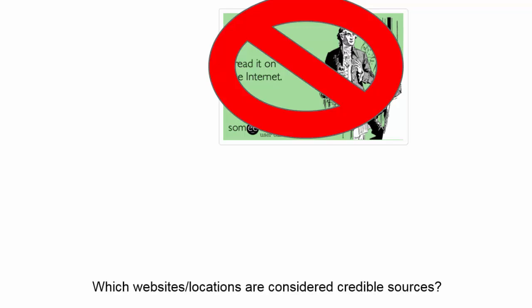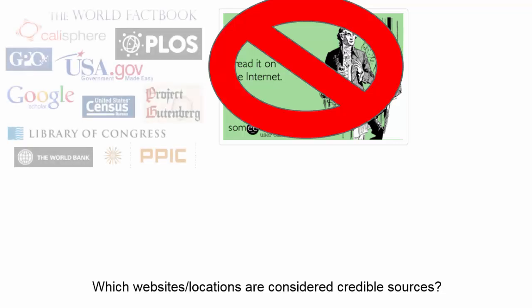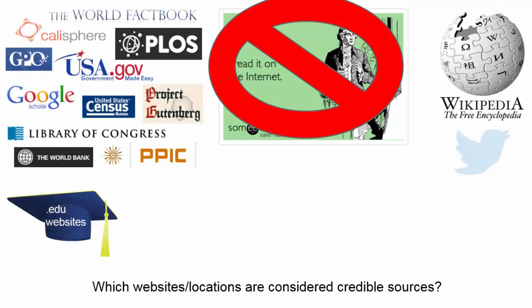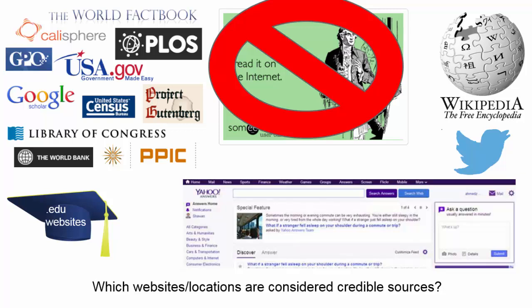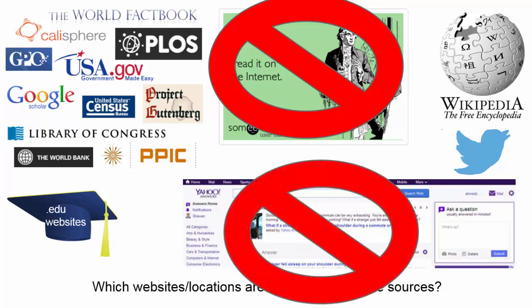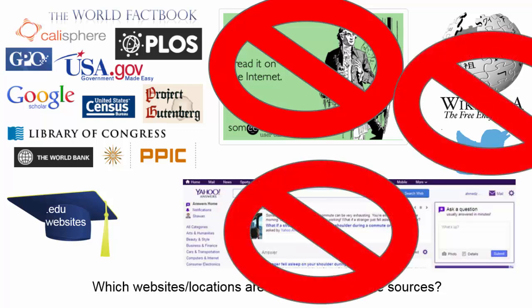So let's look at which websites and locations are considered credible sources. Pause the video and take a moment to determine for yourself which are credible. Which are considered not credible sources? Well, every source listed is considered a credible source except for Yahoo Answers and Twitter and Wikipedia.